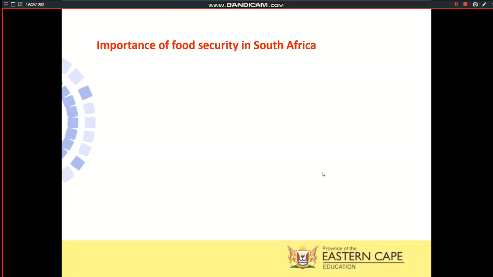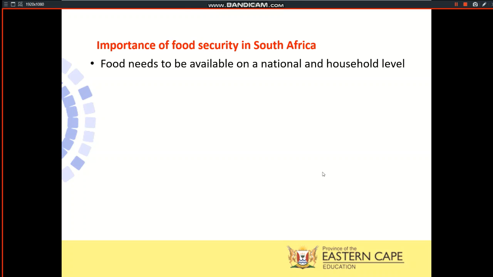What is the importance of food security in South Africa? Food needs to be available on a national and a household level. It means our farmers must be able to produce enough food so that people can buy food and have it readily available for consumption.